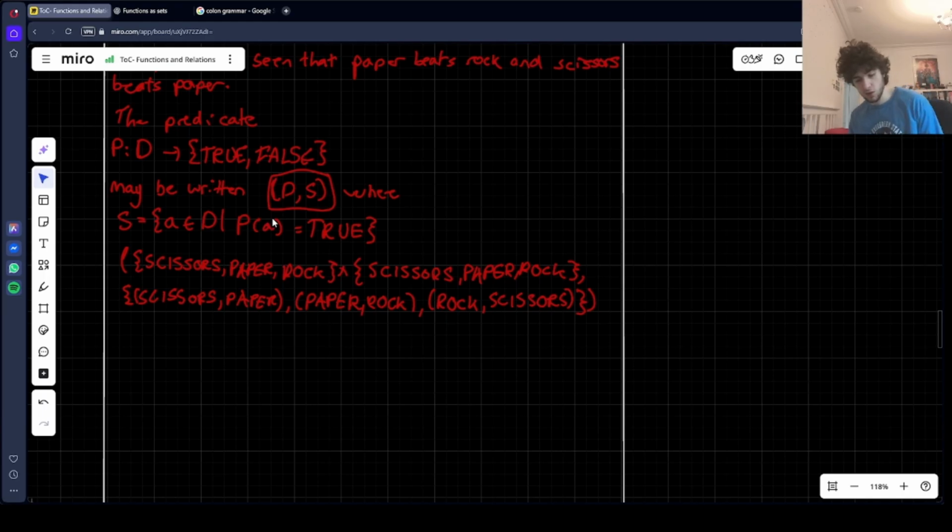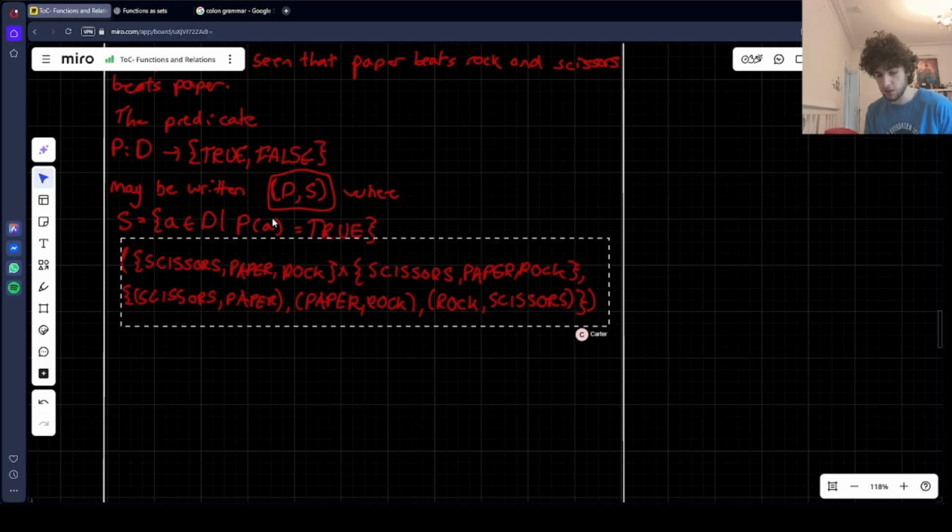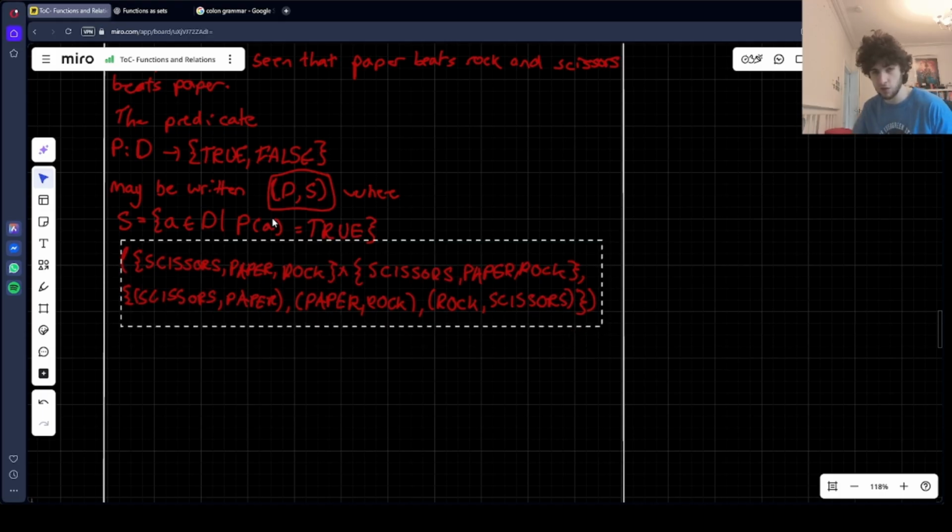So if you wanted to, instead of formally giving the rules for the predicate, you could just give the domain of it, and then give all the elements of your domain that are going to give an output of true when plugged into the predicate, and you can have that as an ordered pair. So in this case, our domain is the cross product of the set scissors, paper, rock with itself to get all possible combinations of input moves from players, and the output from that is just all the winning combinations. So scissors beats paper, paper beats rock, and rock beats scissors, right?